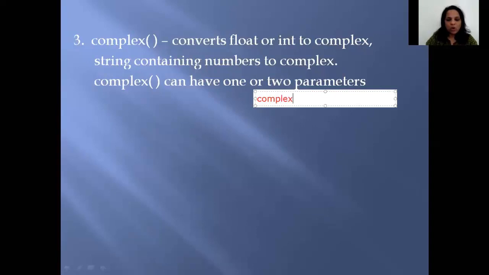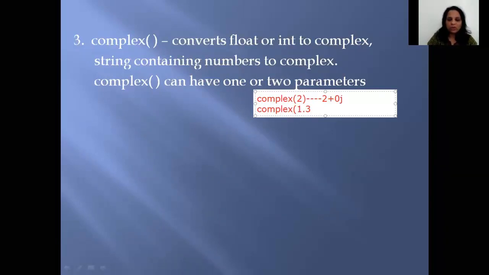Suppose I write complex(2). Now 2 is what? An integer. So what will this do? It will convert the integer to a complex by writing 2 plus 0j. That's the conversion. Okay, suppose I write complex(1.3). How is this going to be converted to a complex? It's going to be 1.3 plus 0j.